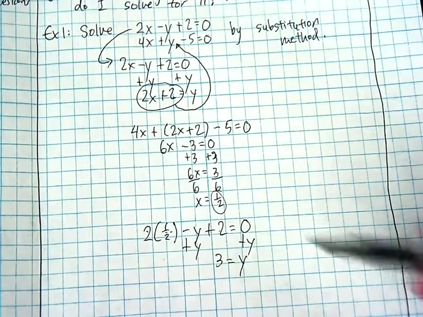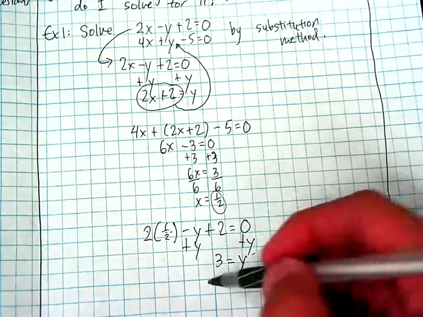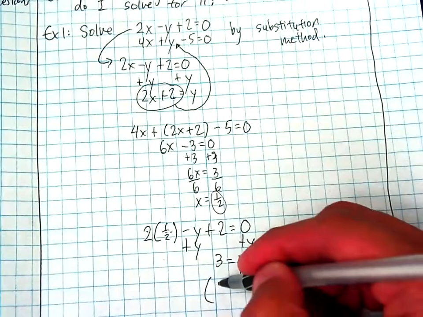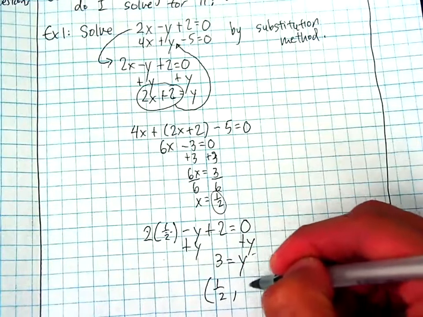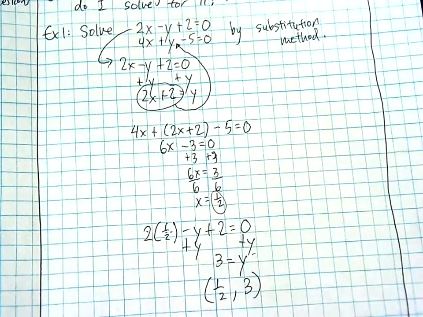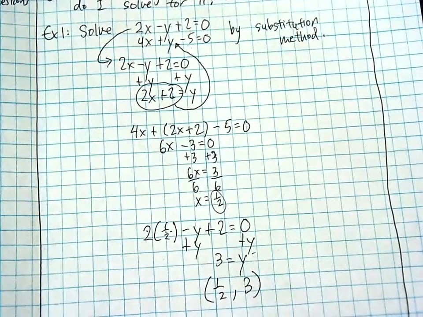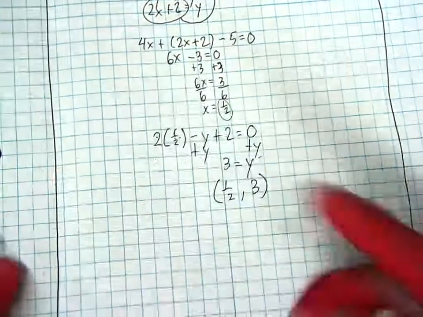Okay, so now I have an x and a y, and that will actually be your answer. It'll be a point, 1/2, comma, 3. And I'll tell you what that point represents, okay, in example 2.